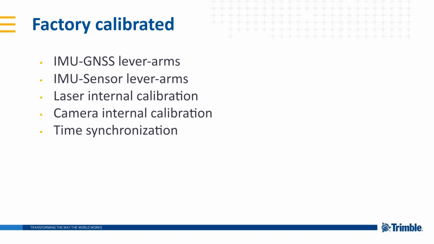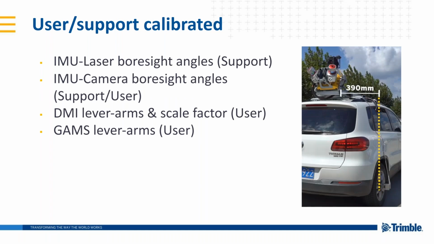But the more interesting one for our users is the calibrations which might change over time or which are done by the users. These are the IMU-laser boresight angles. So we don't know exactly from the factory at which angle exactly the laser scanners are, and this is something we calibrate in support before delivering the system, but also if necessary during the usage of your mobile mapping system. So if you think there's a problem with the angle calibration, a mismatch between two scanners, this is something which can be calibrated by us in support.